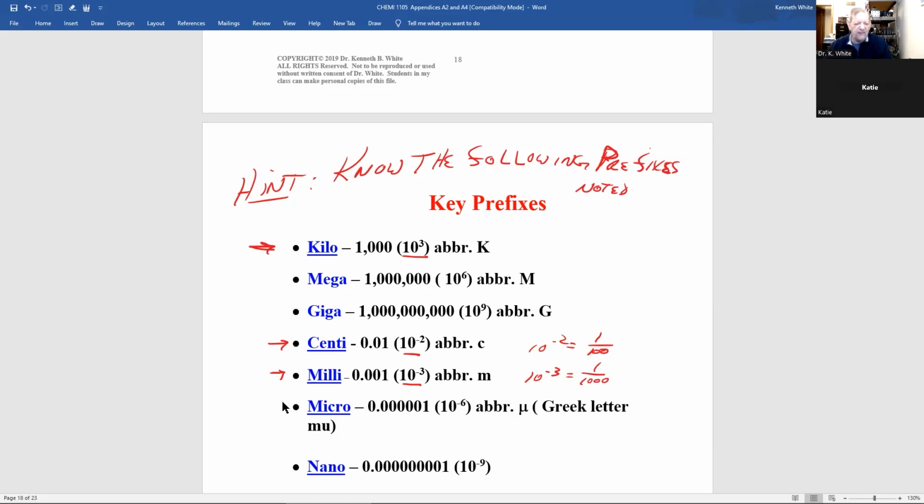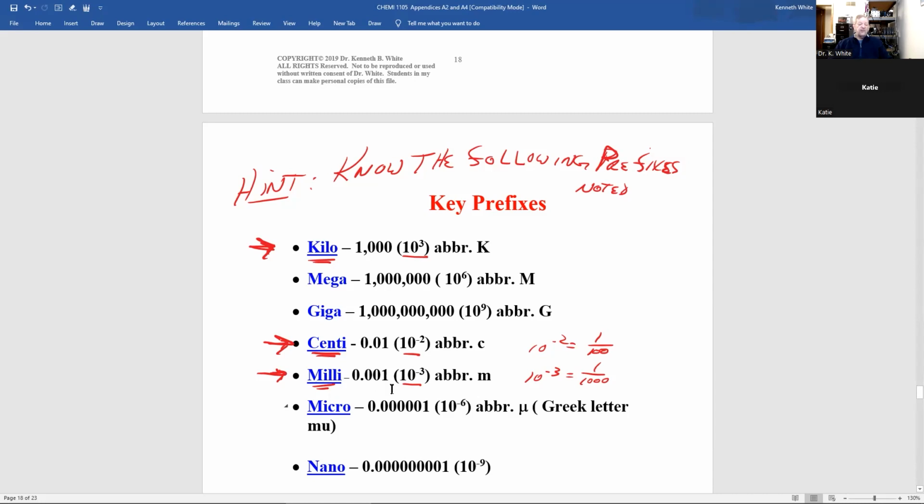The ones I have the red arrow to and underlined in red, you should know. On a test, I can ask you, what does kilo mean? And the answer is 10 to the third or 1,000. You can do either way. What does centi mean? 10 to the minus 2 or 1/100? But scientific notation is better. And what is milli? 10 to the minus 3.